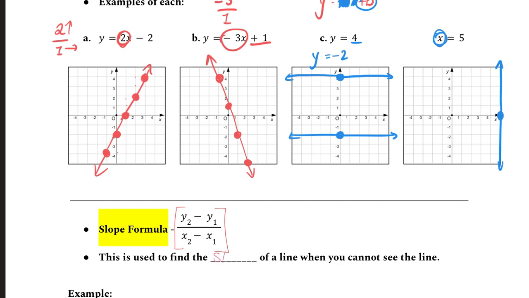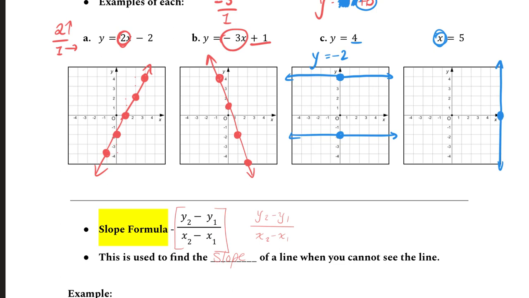This blank right here is slope. This is used to find the slope of a line when you cannot see the line. So the formula, let's go ahead and write it ourselves. It's y2 minus y1 over x2 minus x1. And I'm going to tell you what that means.